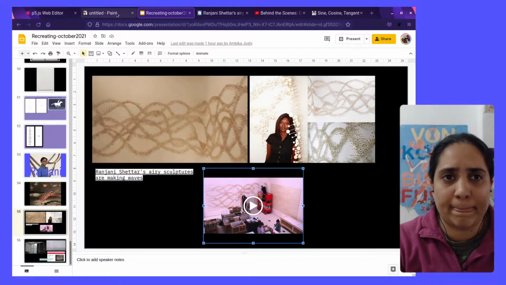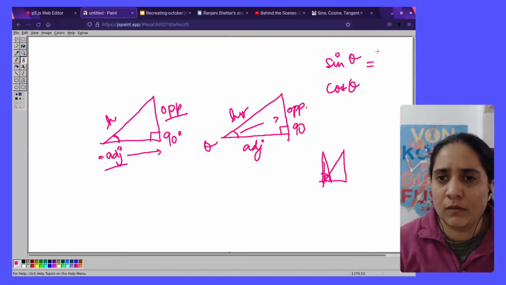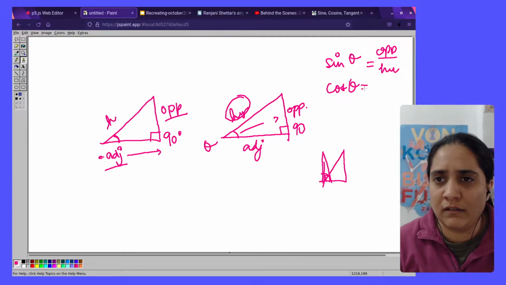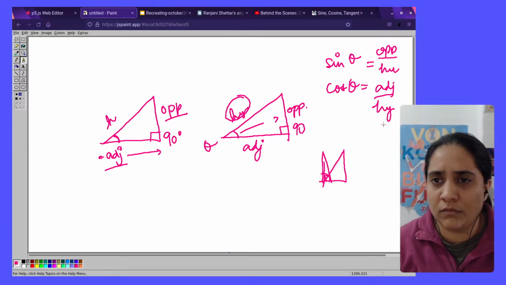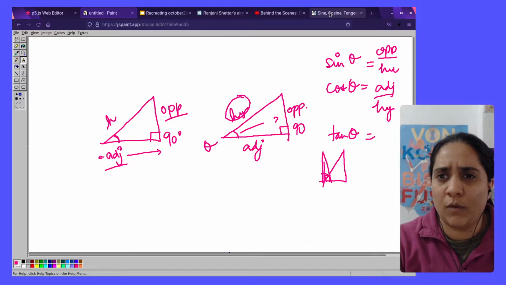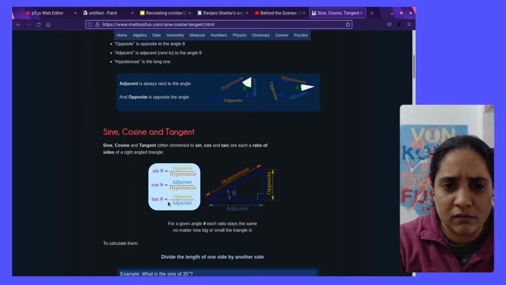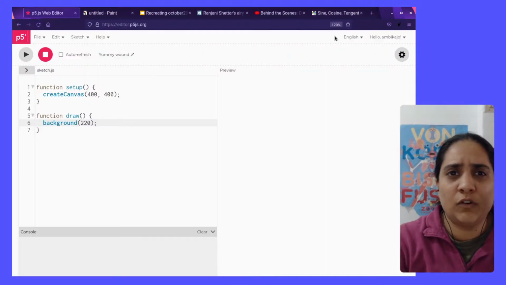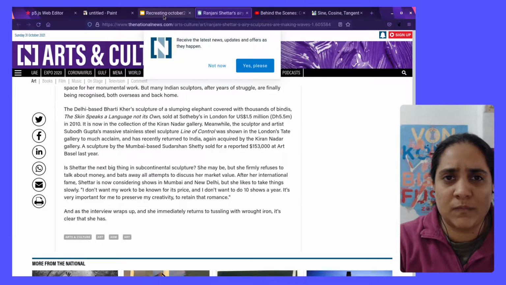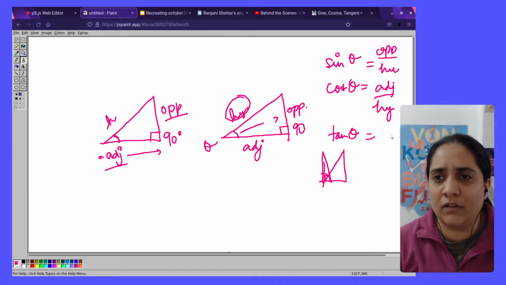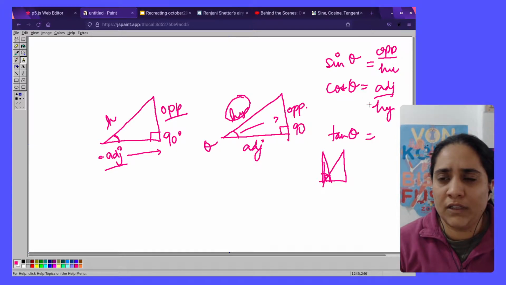Sine theta and cos theta are, I think, opposite upon hypotenuse, sorry. Opposite upon the hypotenuse gives you sine theta, and adjacent upon hypotenuse gives you cos theta. And tan is basically opposite upon the adjacent. So tan we don't use too much. I'm still figuring out how it fully works.